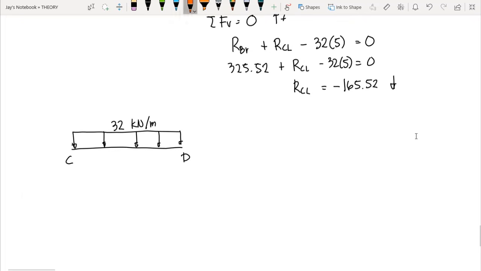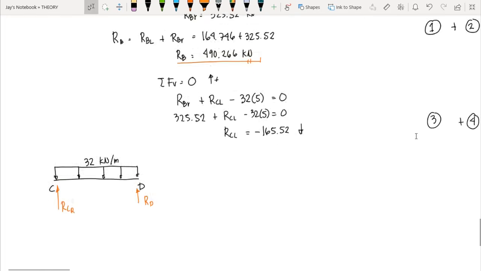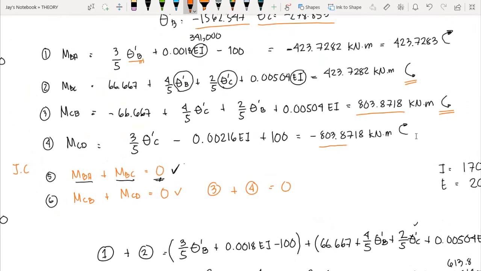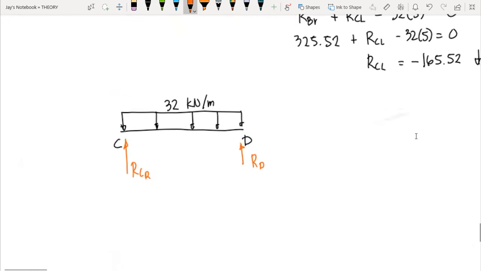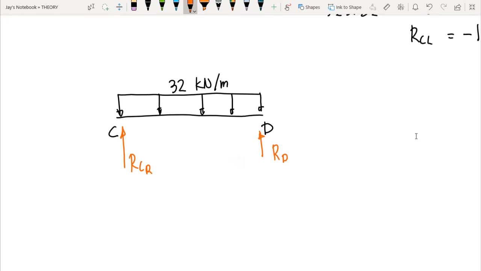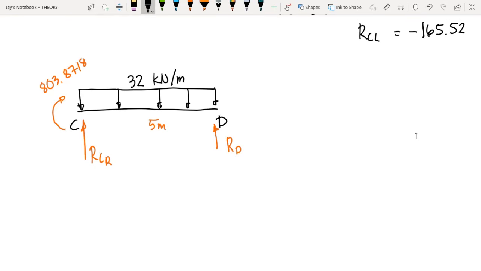And then for member CD, the last one, we have here the RCR and we have the RD. And of course, we have moment CD. Based from our previous computation, moment CD is 803.8718 kilonewton meter, which is rotating clockwise. So we have MCD here, in clockwise direction, and the value is 803.8718. So we can compute first here the RCR.